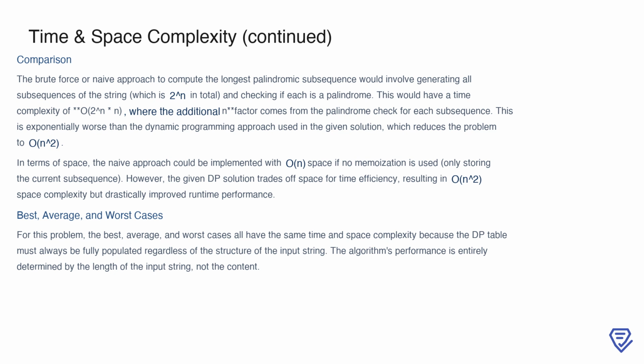For space, a brute force approach without memoization would only require O(n) space to store the current subsequence. However, the dp solution prioritizes time efficiency over space, using O(n squared) memory to store intermediate results in the table. This trade-off is what allows the dp approach to achieve such dramatic improvements in runtime performance. Furthermore, regardless of the input string, the dp algorithm's complexity remains consistent since the table must always be filled completely based on the string's length.